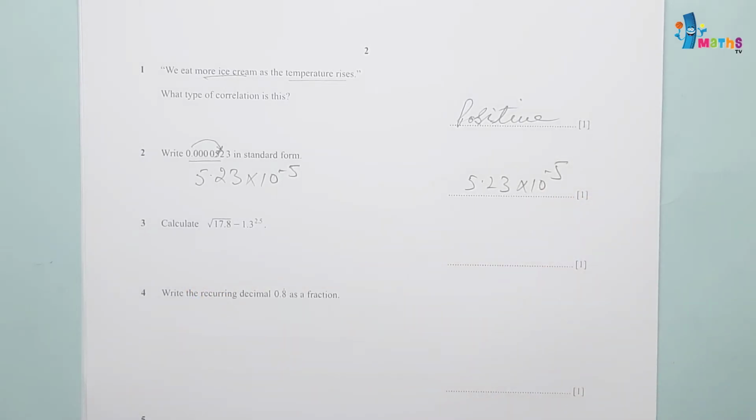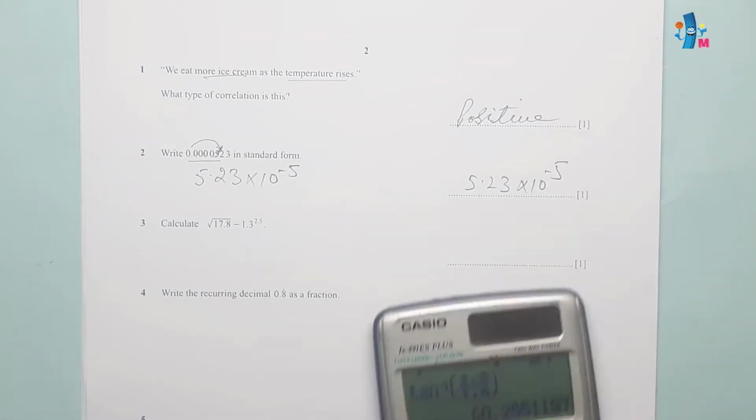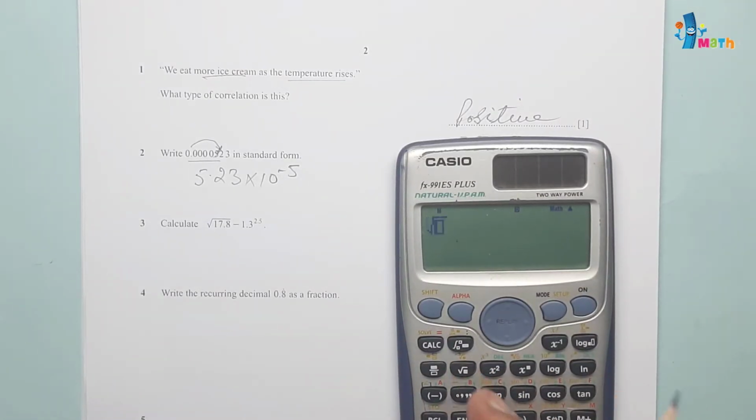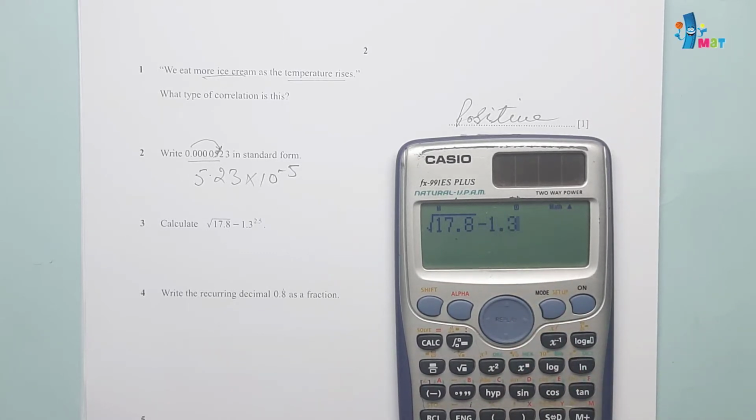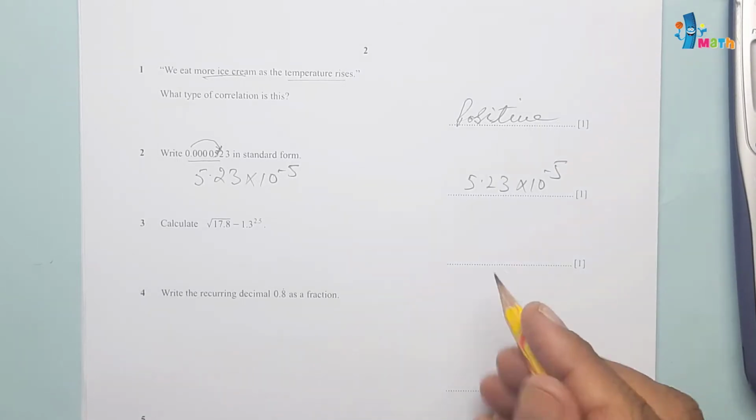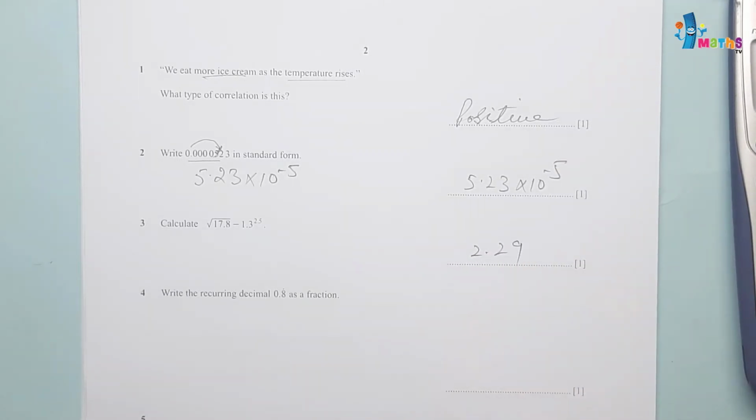We have to calculate question number 3. We have to calculate this with the help of a calculator. So this will be 17.8 minus 1.3 raised to the power 2.5. Basically this bracket should be outside, so minus 1.3 whole raised to the power 2.5. So this will be equal to 2.29. So 2.29 will be our answer.